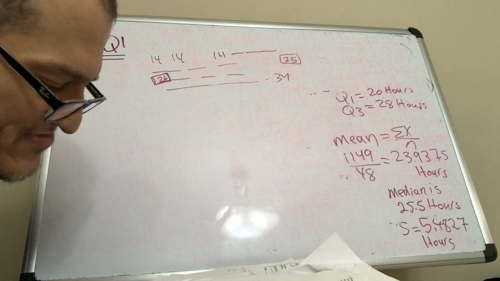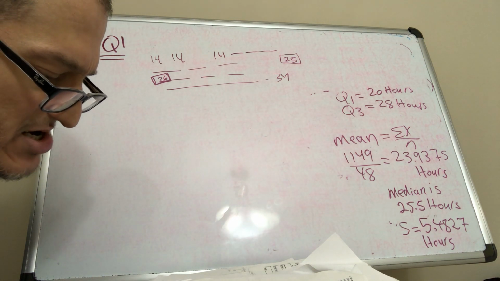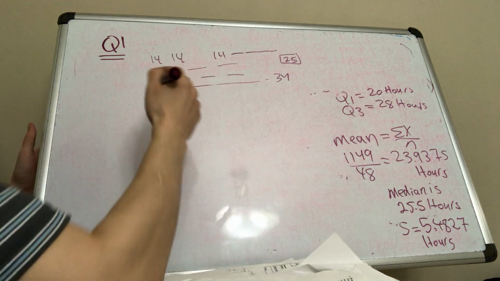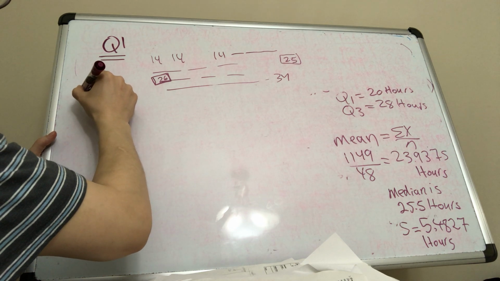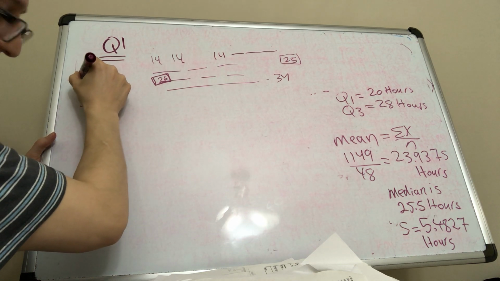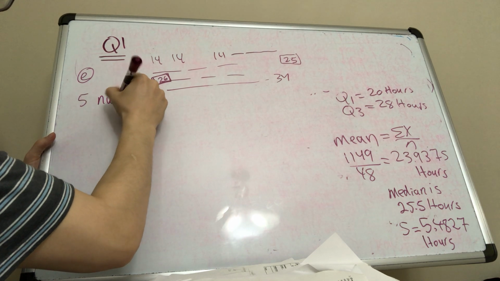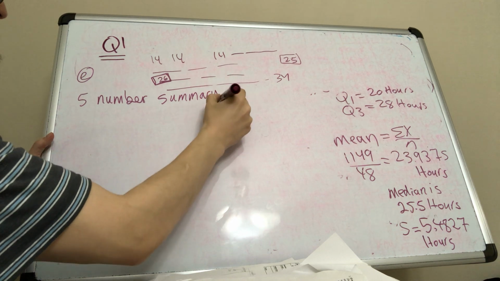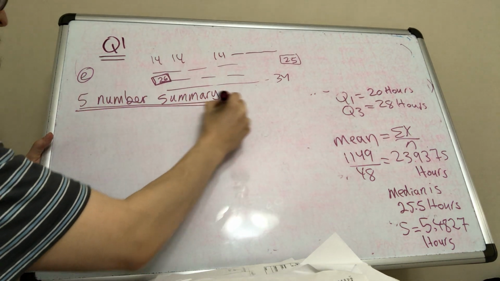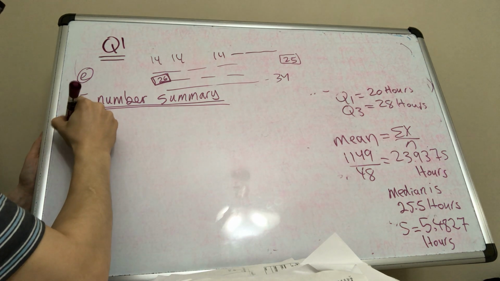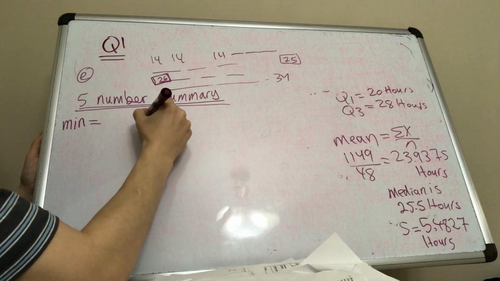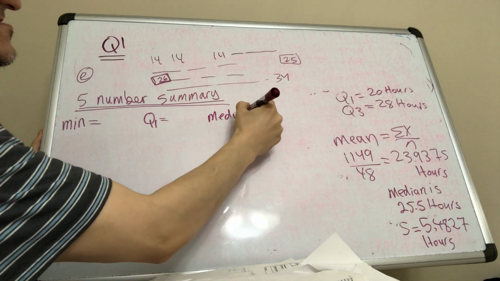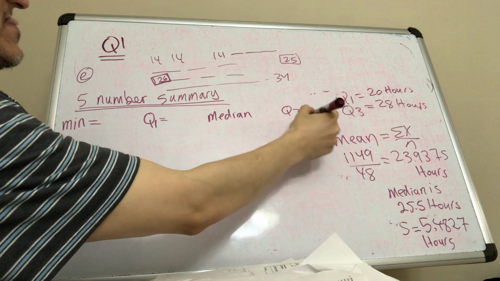Now, use the 5-number summary to describe the shape of the data. So, to describe the shape of the data, we do the 5-number summary first. That's part E. The 5-number summary would be the minimum value, Q1, the median, Q3, and the max.